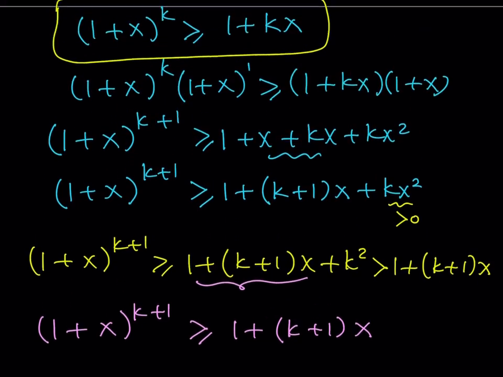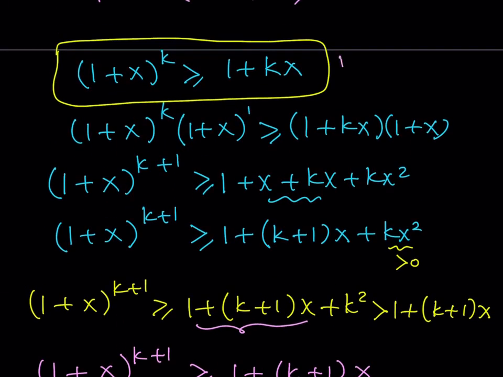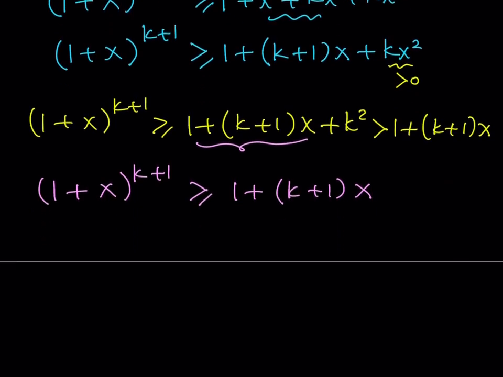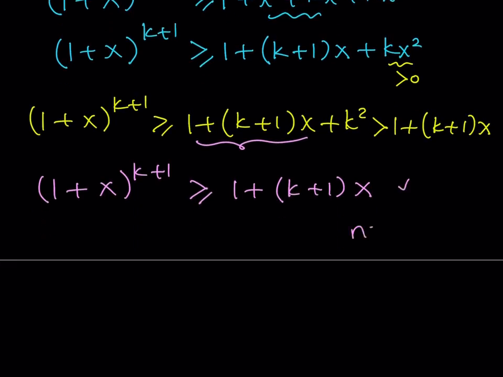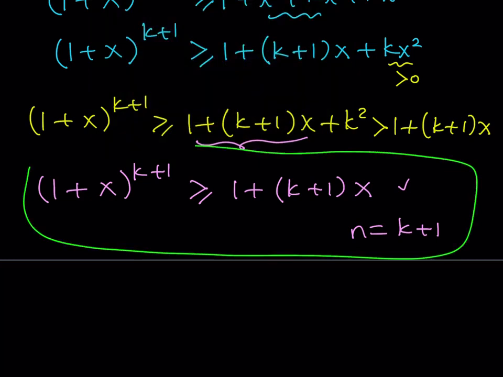So as a result, we can safely say that this statement here, which is for n equals k, implies this statement here, which is for n equals k + 1, the exact same statement for n equals k + 1. And this concludes the first proof method, which is induction.